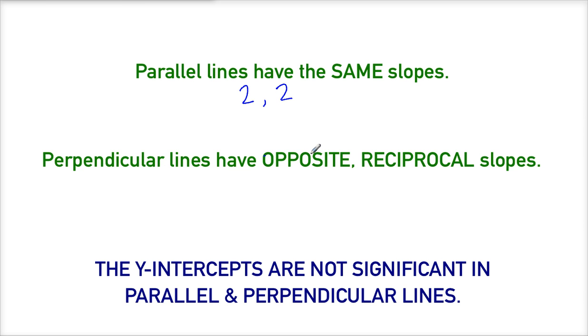Perpendicular lines have opposite reciprocal slopes. So that means they have opposite signs. So if one's positive, the other one's negative, or vice versa. And they have reciprocal slopes. So reciprocal means the fraction, the top and the bottom number just get switched. So for example, if the slope of one line is 5/4, a line perpendicular to it will be -4/5. Opposite sign, and we flip the numbers.